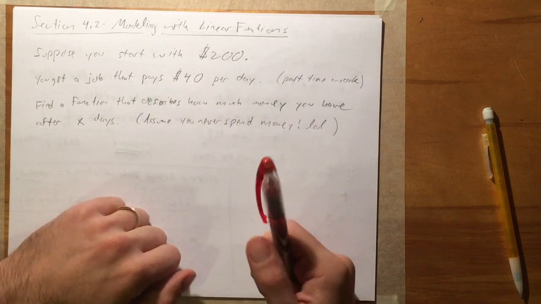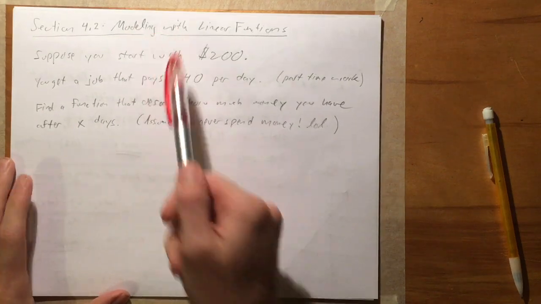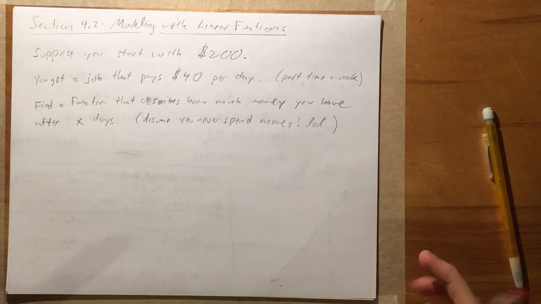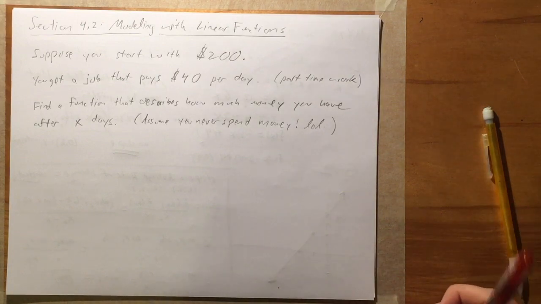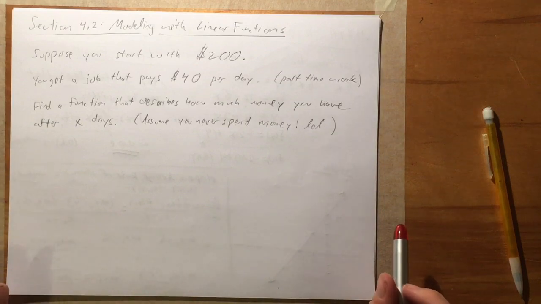So this is modeling with linear functions. Modeling just means coming up with equations and functions that describe real-world scenarios or real-world relationships. So this problem is about money. Suppose you start with $200, and then you get a part-time job that pays like $10 an hour, and you maybe work like 4 hours a day. And for every day that you work, that means you're going to earn $40.